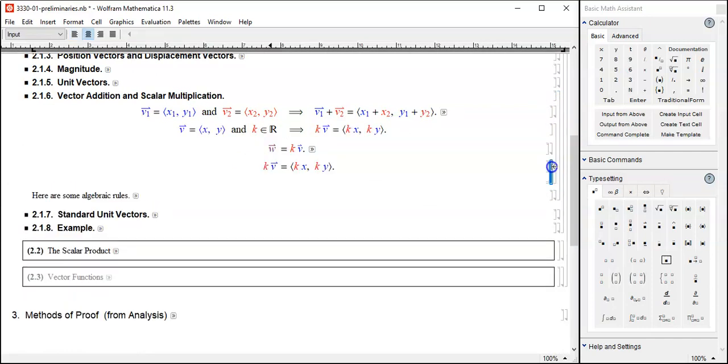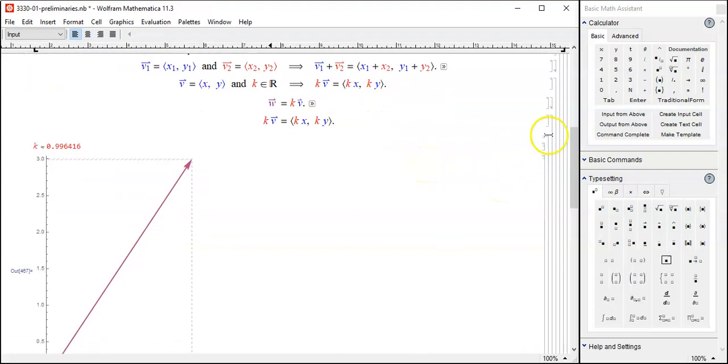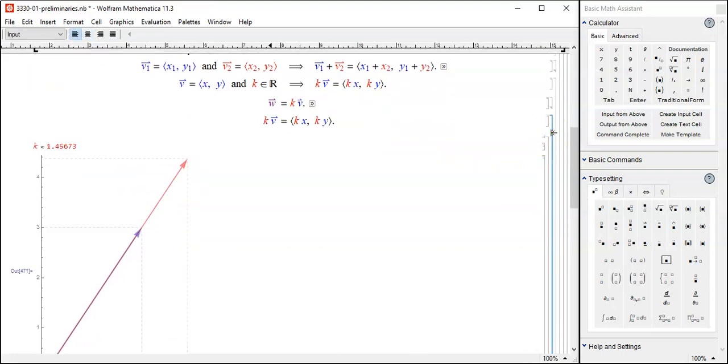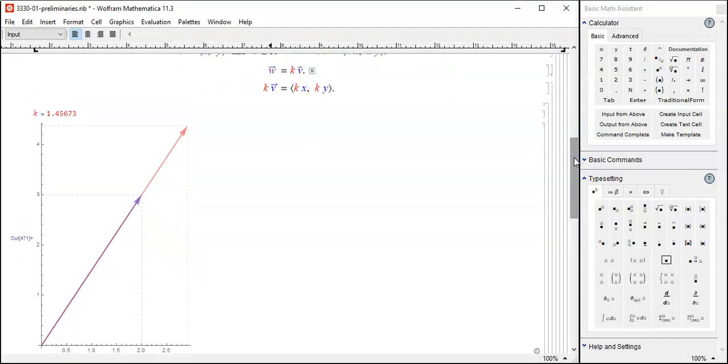How about the scalar multiplication? Here's a visual justification. Oh, it's k equals 0.99, too close to 1, so I cannot really see anything. Okay, k is about 1.5 approximately speaking. So red is stretched by 1.5.